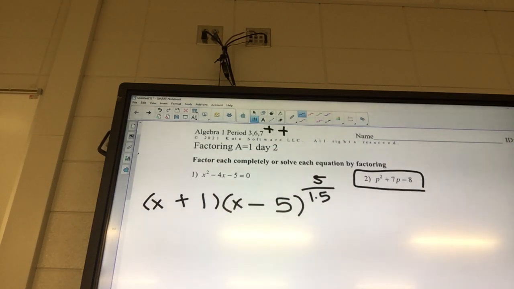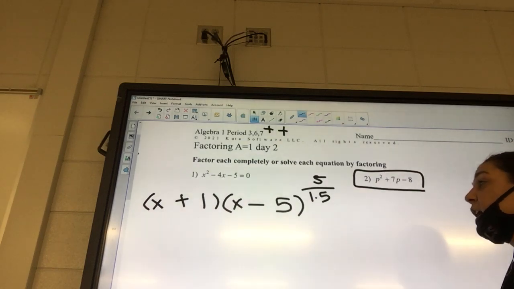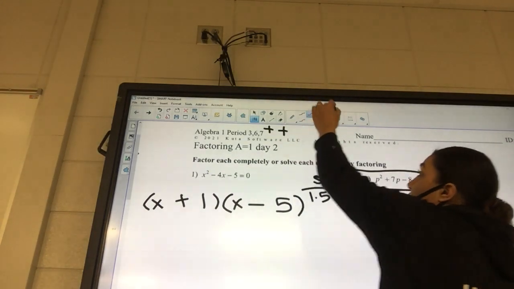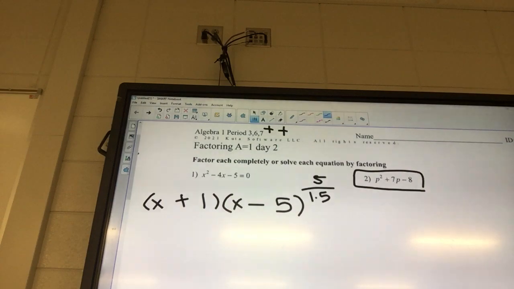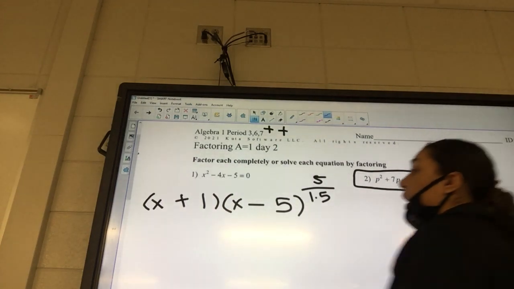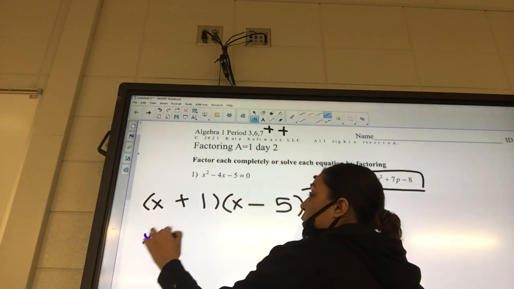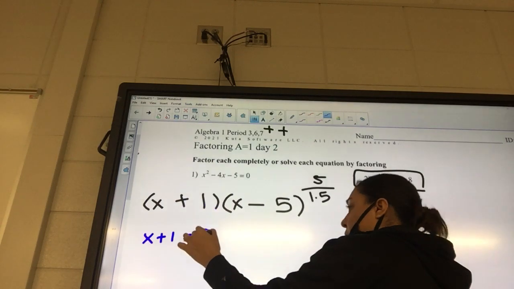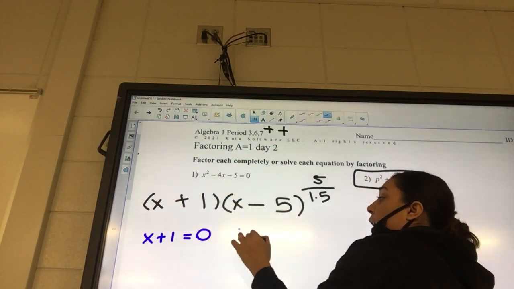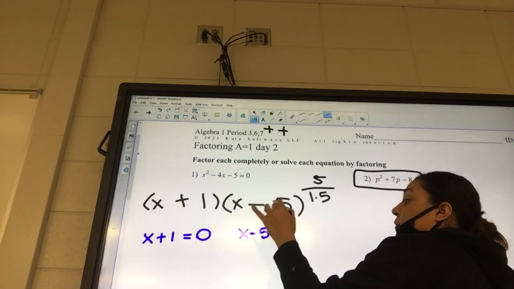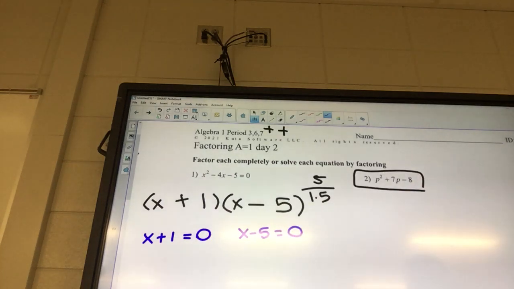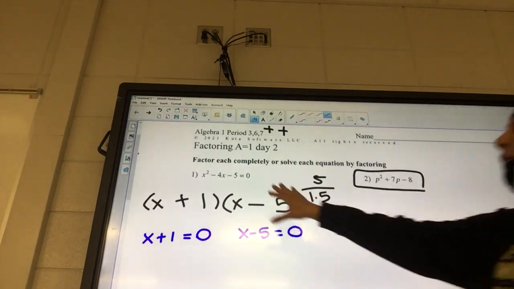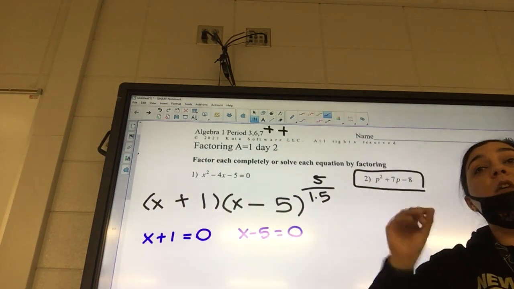However, because it says equals 0, there's an additional step. The first one I do, I'm going to show you the slow way, and then I'm going to talk to you, and then there's a cheater way. So you're going to take both of these factors. You're going to say x plus 1 equals, and what does it equal? 0. Okay, x minus 5 equals 0. And you need to solve for x. This one wants you to solve for the x value. That's why if you ever see equals, that means you need to solve all the way.